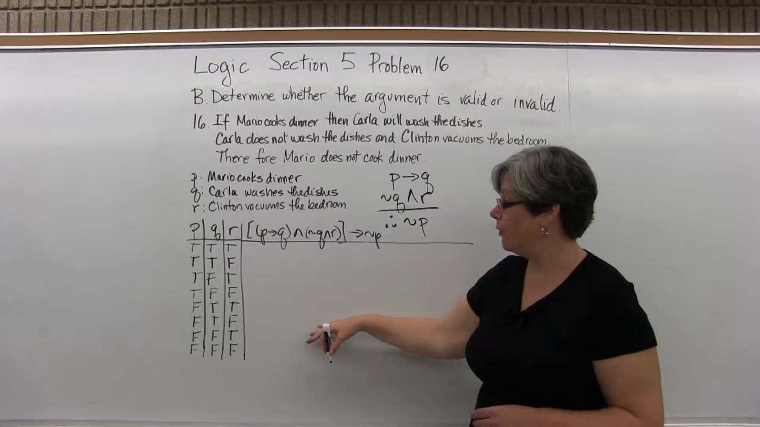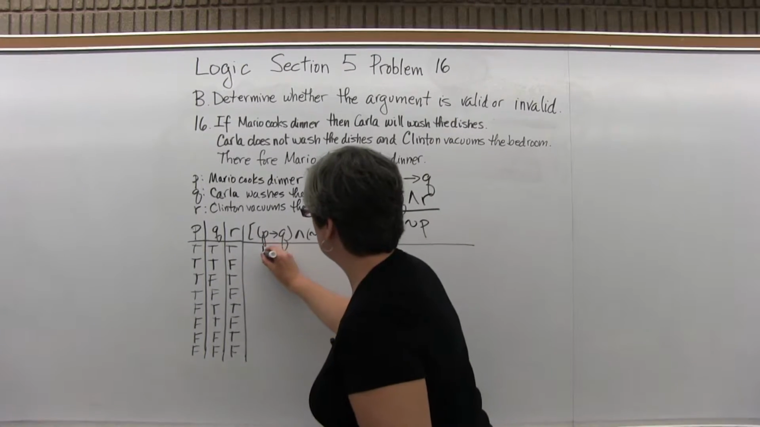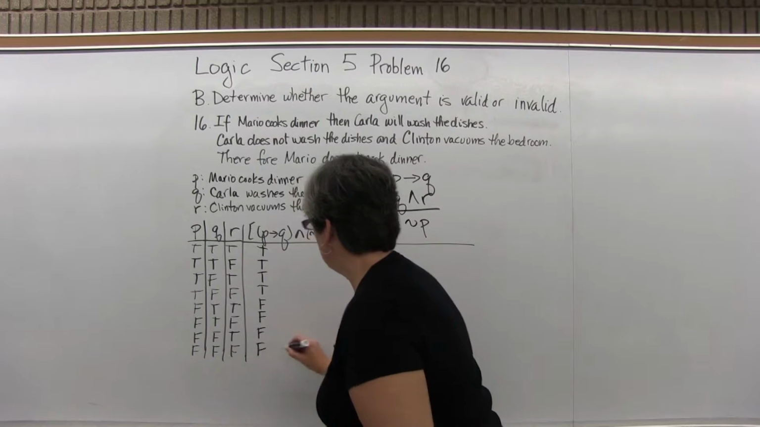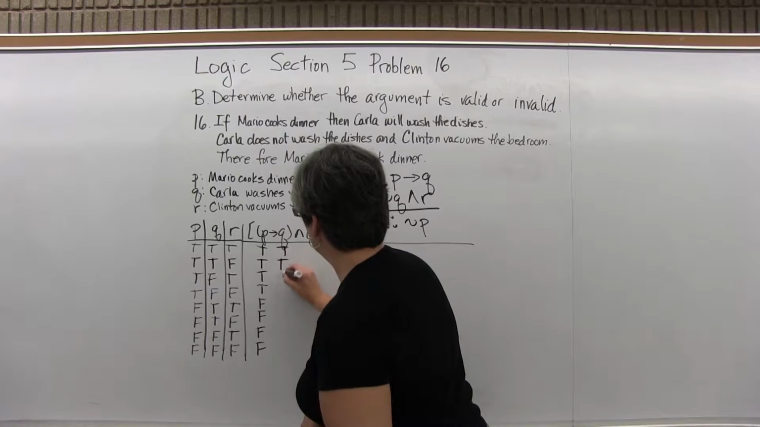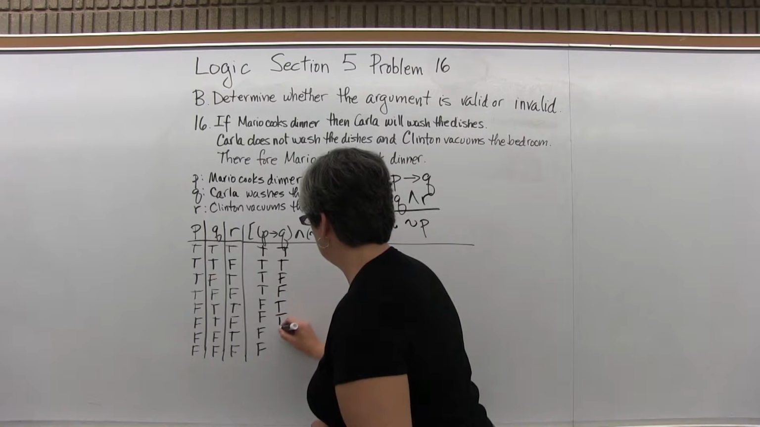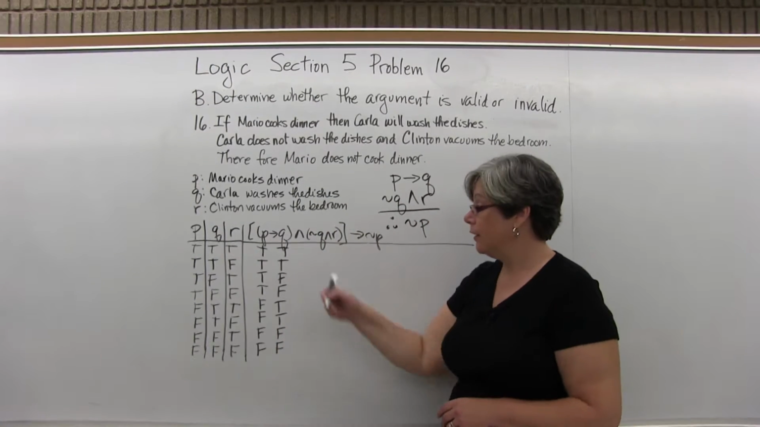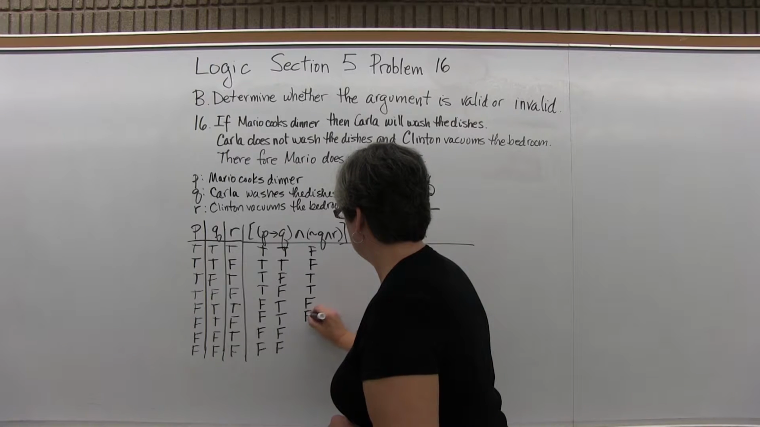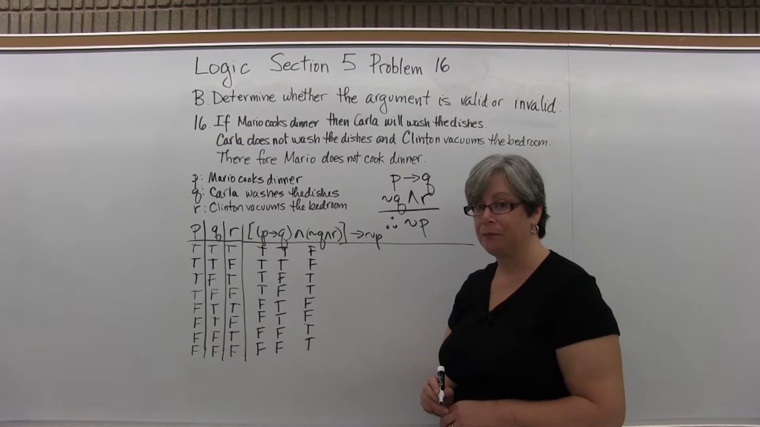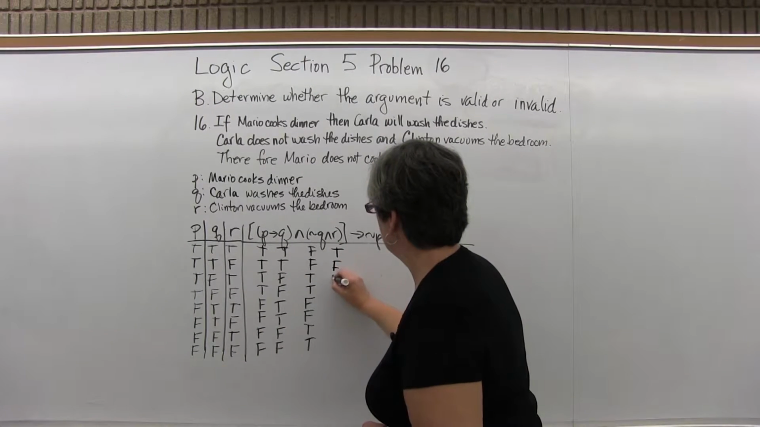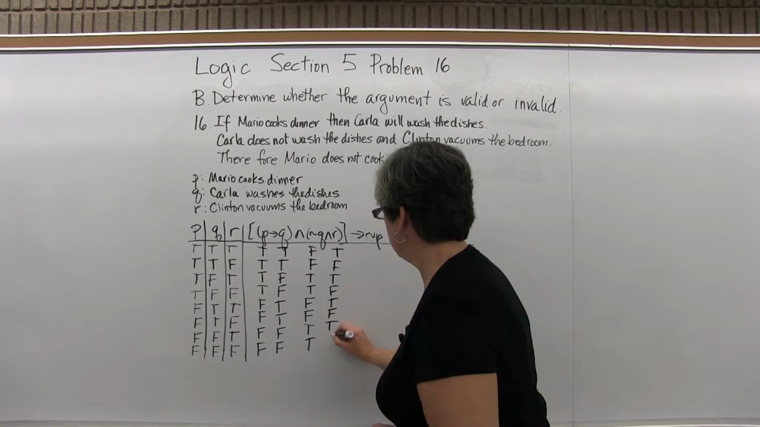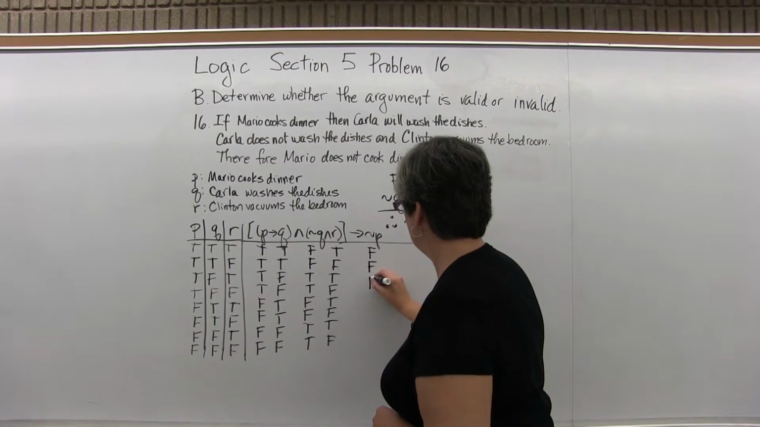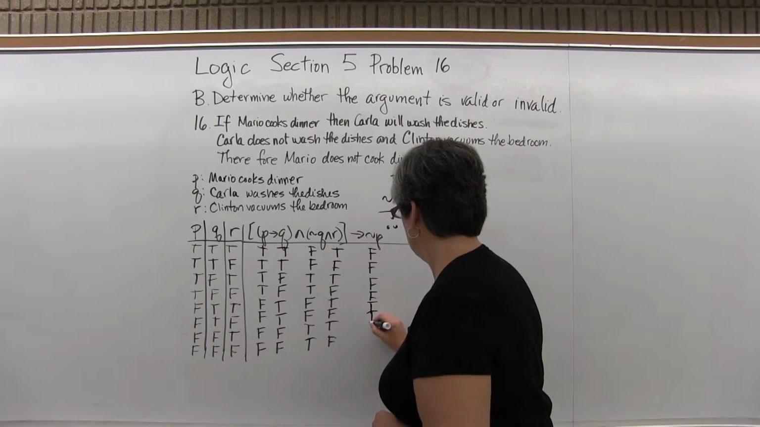Okay, let's bring in all of our simple statements or negations. So we have P is true, true, true, true, false, false, false, false. Q, true, true, false, false, true, true, false, false. Negation Q, false, false, true, true, false, false, true, true. R, true, false, true, false, true, false, true, false. And lastly, negation P, false, false, false, false, true, true, true, true.